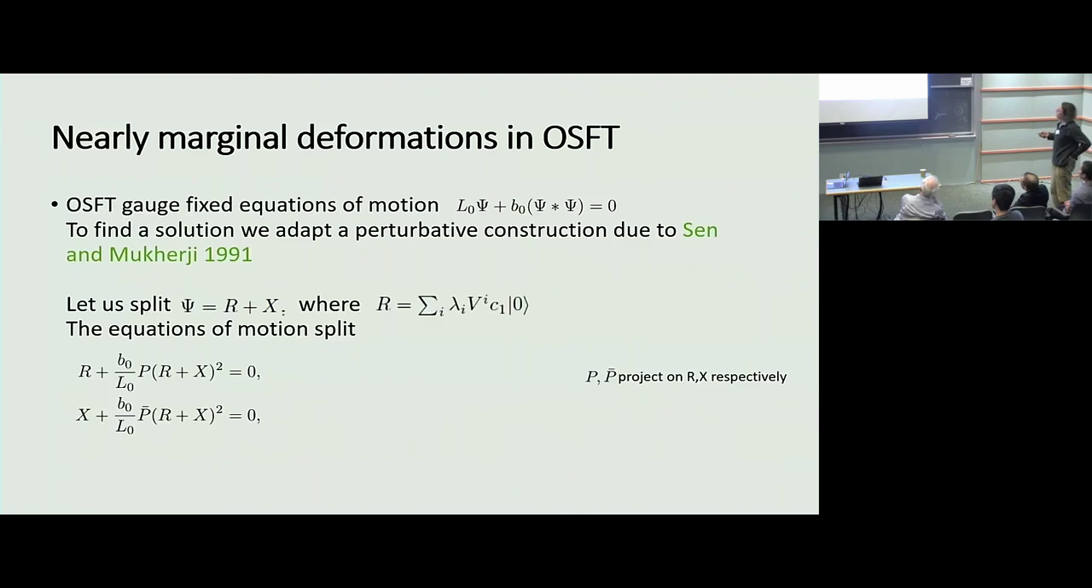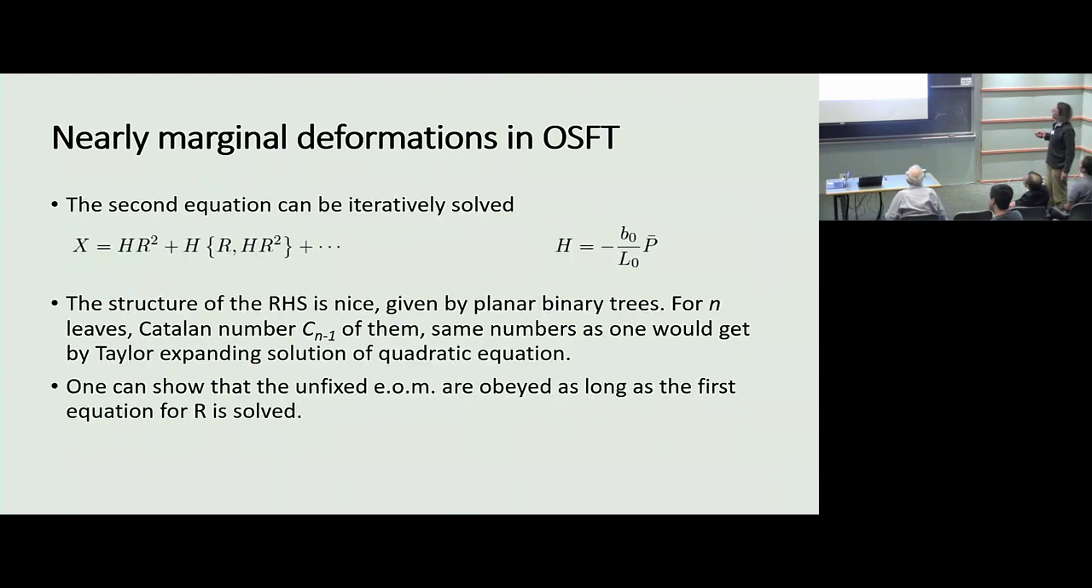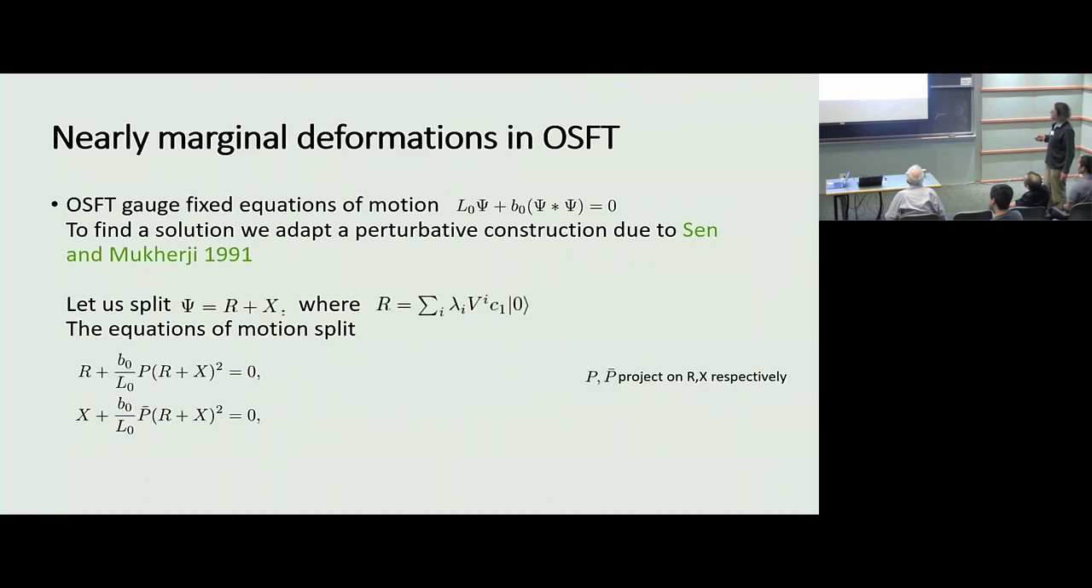So the open string field theory equations of motion, when we gauge fix them, take this form. We split the string field into the relevant part, relevant in the sense that we are interested in it in this form, and some rest that we are not so interested in. We split the equation into 2 parts, introducing these 2 projectors, P and P bar. And then we can solve this second equation. It looks like a quadratic equation for X.